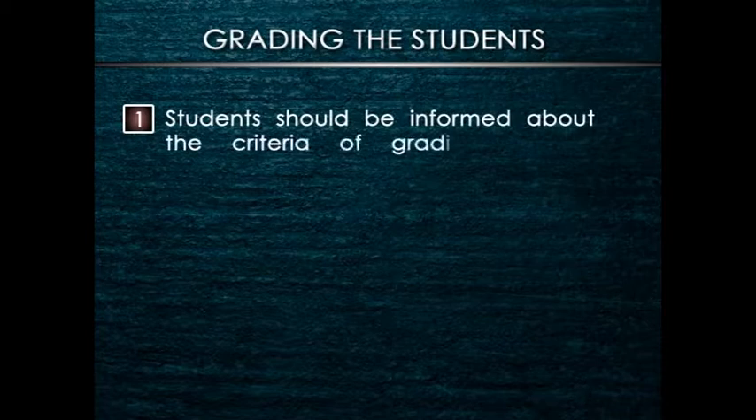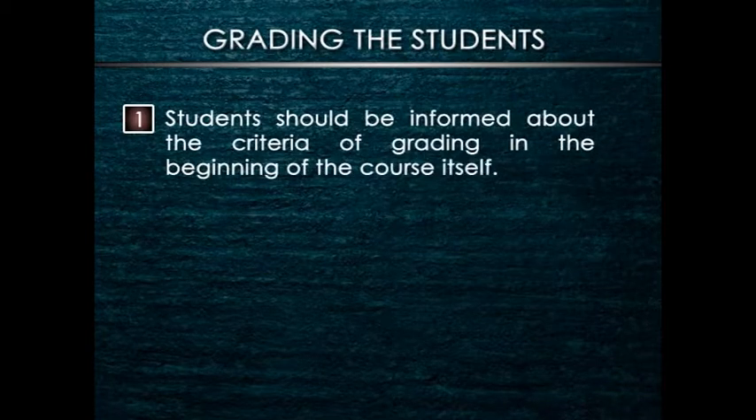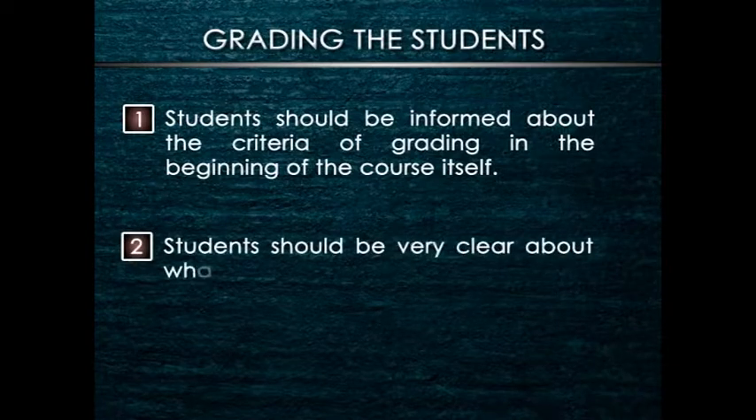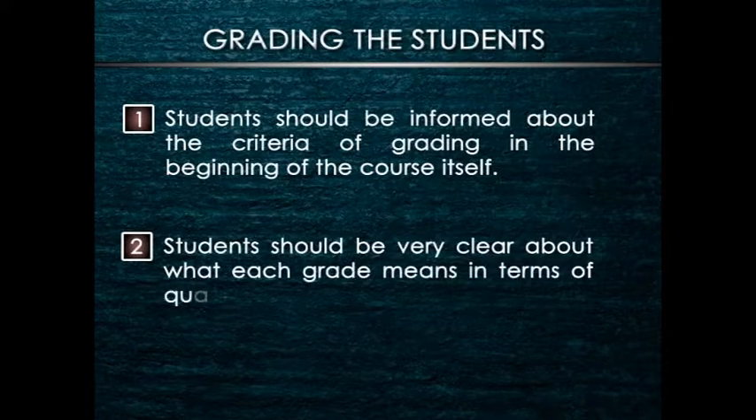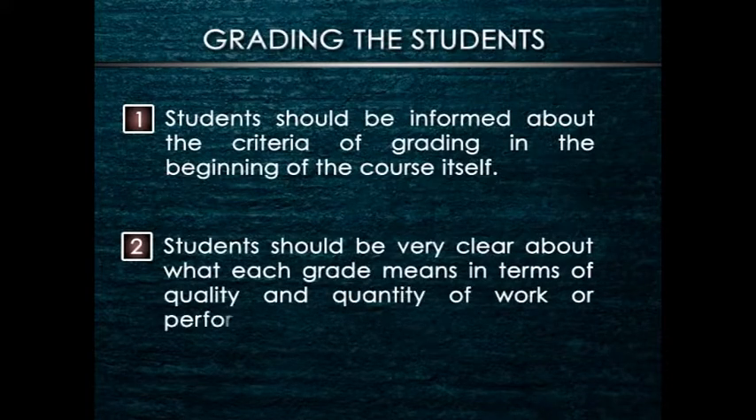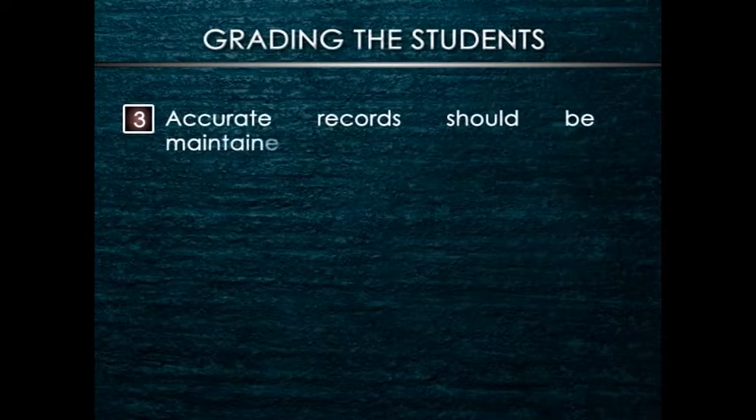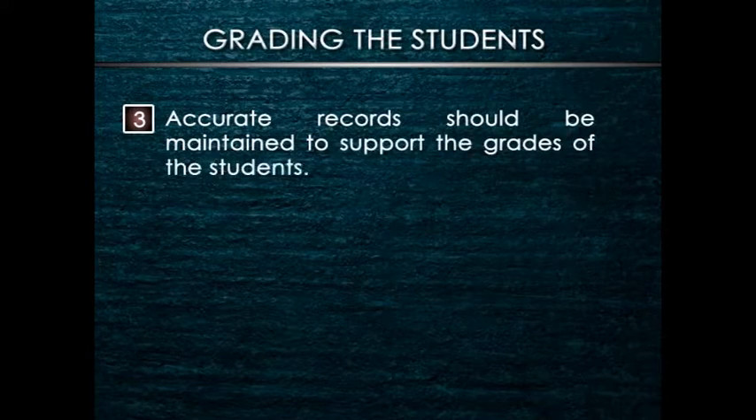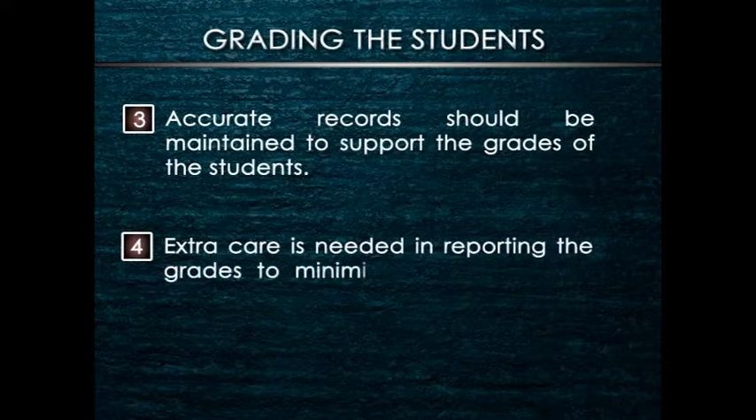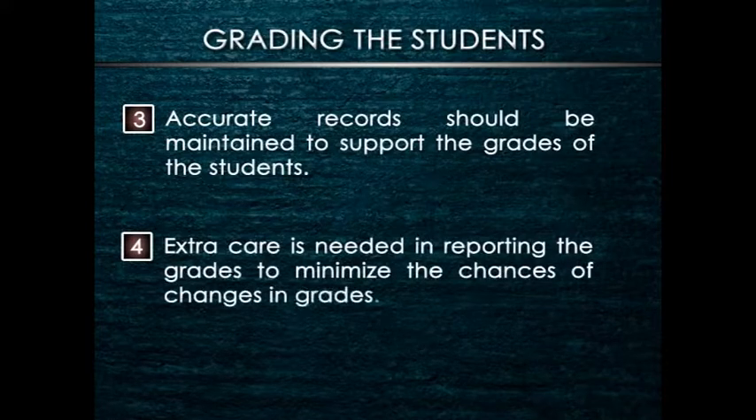The instructor should follow the following steps in this regard. Number 1. Students should be informed about the criteria of grading in the beginning of the course itself. Number 2. Students should be very clear about what each grade means in terms of quality and quantity of work or performance. Number 3. Accurate records should be maintained to support the grades of the students. Number 4. Extra care is needed in reporting the grades to minimize the chances of changes in the grades.